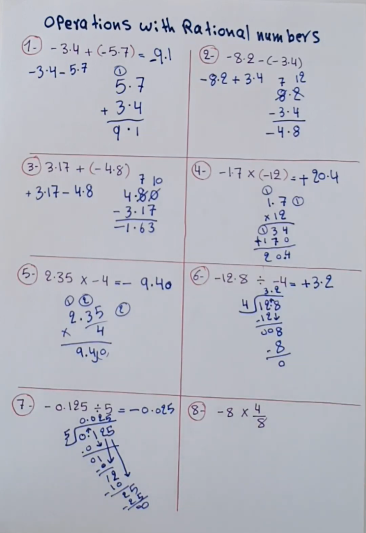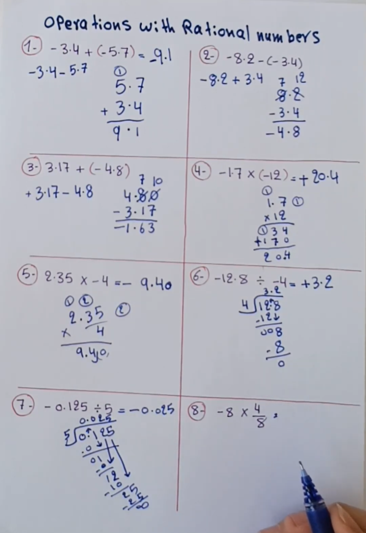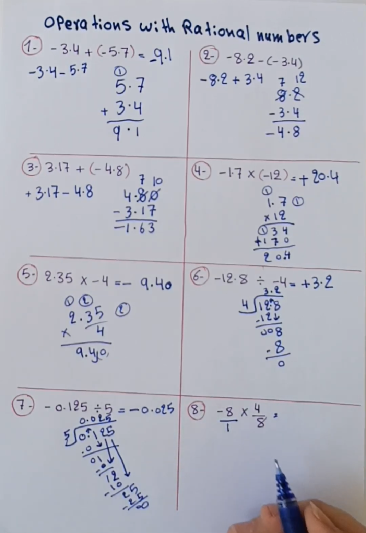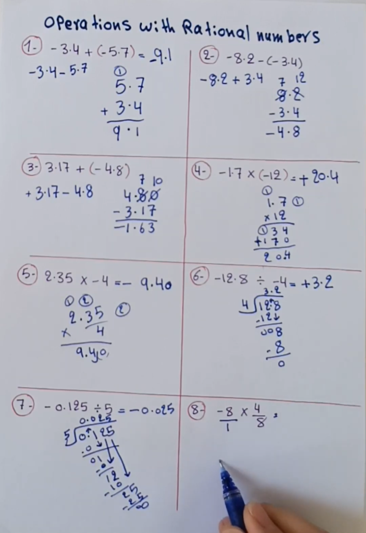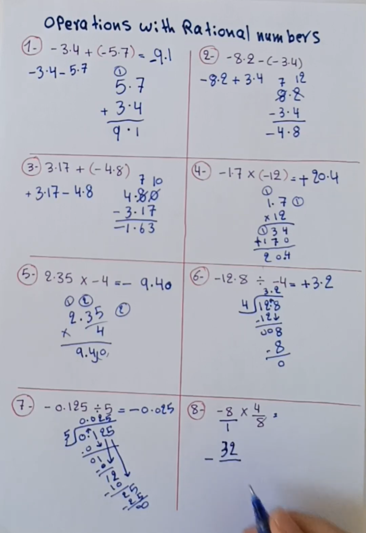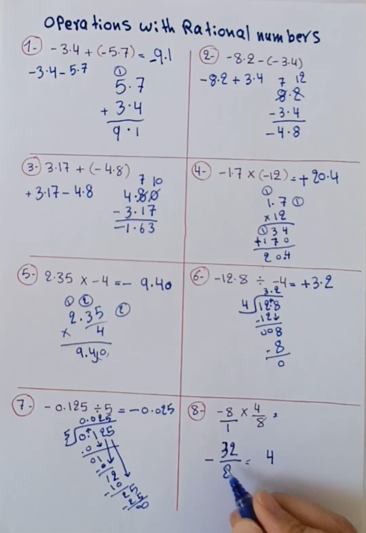Example number 8, we have multiplying a whole number and a fraction. First, we have to change this whole number to a fraction by writing 1 as the denominator, and then multiply. Minus times plus is minus. 8 times 4 is 32. 1 times 8 equals 8. And then we can divide. 32 divided by 8 is 4. Negative 4.